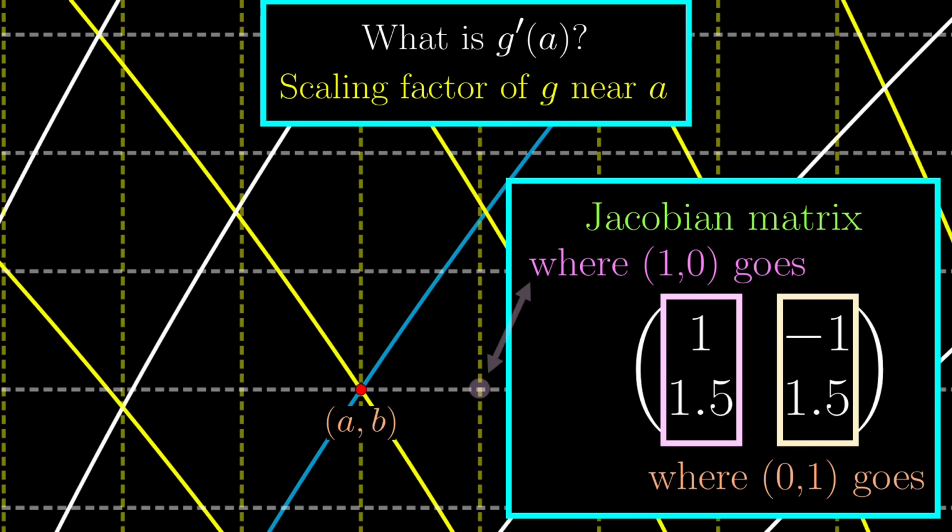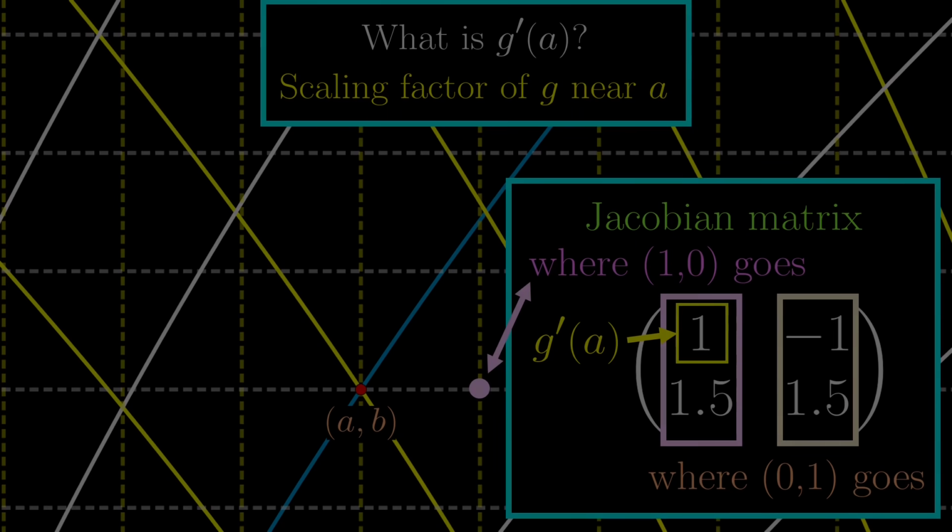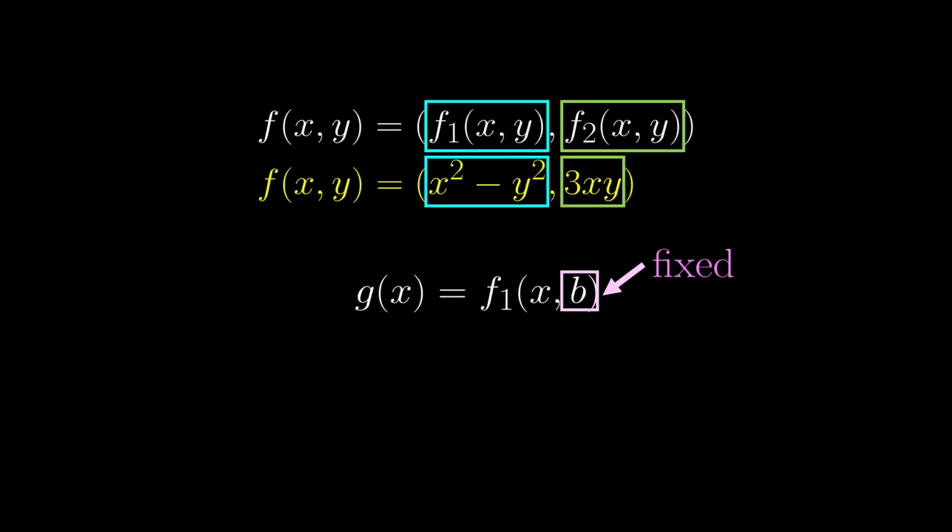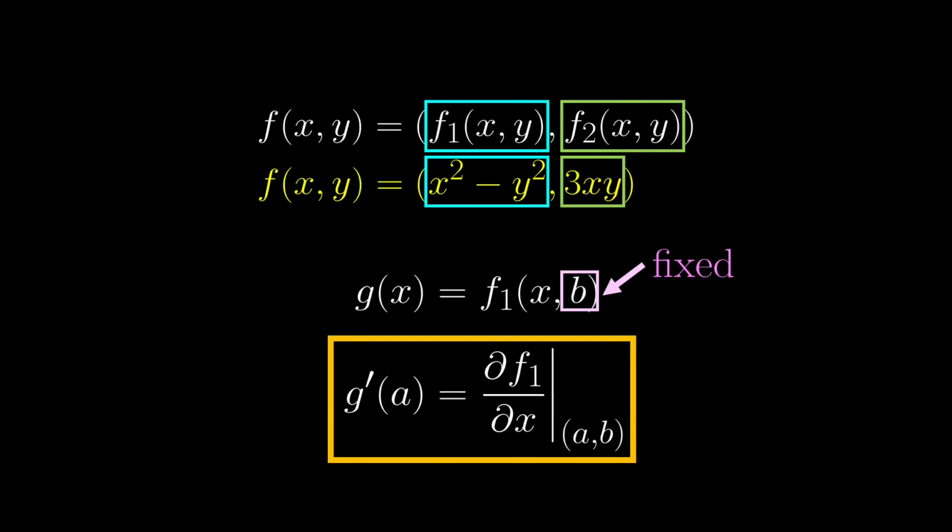The first column is precisely asking where this point goes, and g prime of a simply extracts the x-coordinate for us. Usually, we don't say the function g explicitly and denote g prime of a directly in terms of f1, but this is nothing new, just a notation to save us the trouble of explicitly defining g every time.